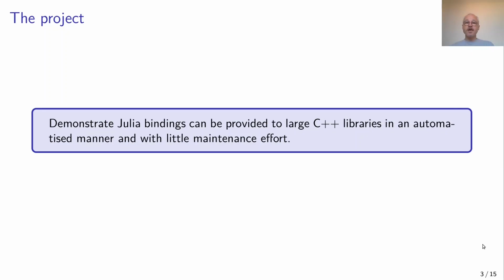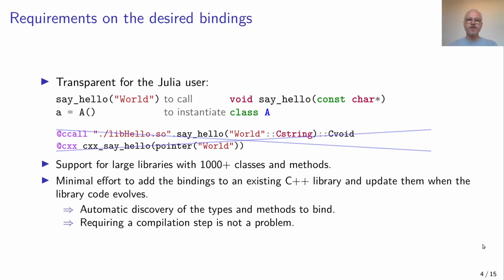So this brings me to the project whose result I will present you today. The goal of this project is to demonstrate that Julia bindings can be provided to large C++ libraries in an automatized manner and with little maintenance effort. We need to fulfill a few requirements.